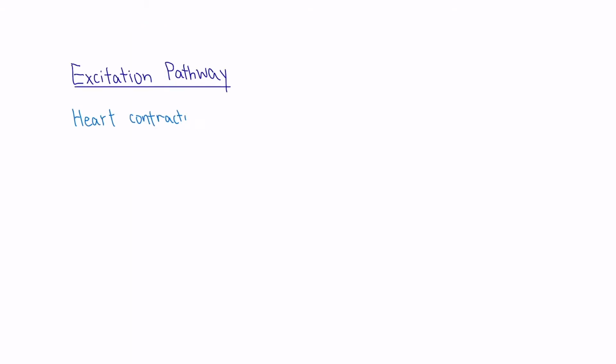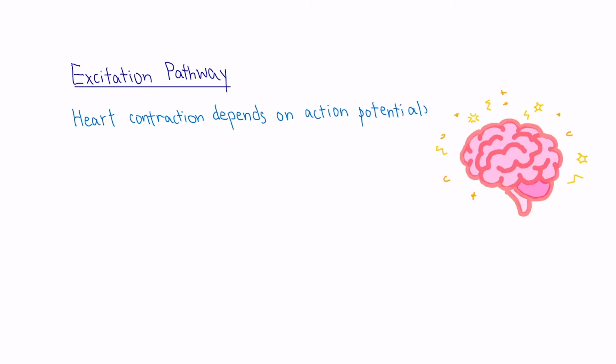Basically, heart contraction depends on action potentials. You know, the things that happen in your brain, or as scientists call it, neurons, with the ions and channels and stuff like that. We'll go into how the action potentials cause the heart to contract in this section.